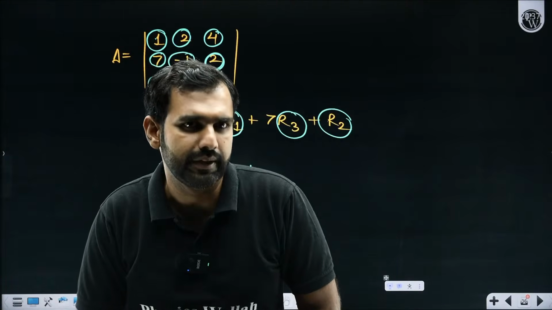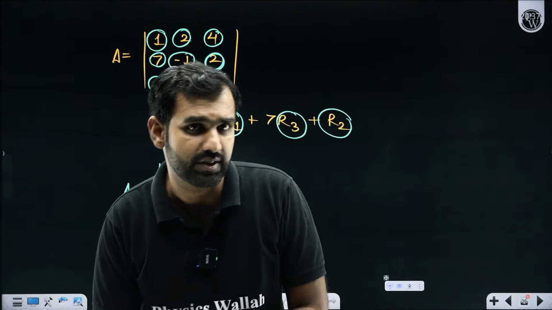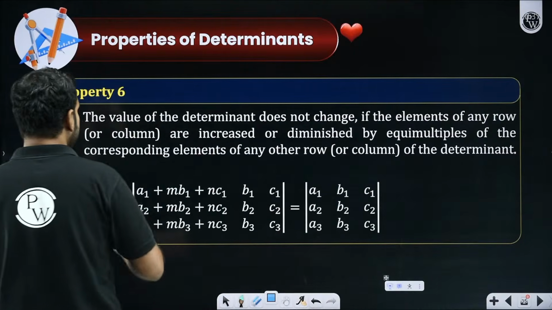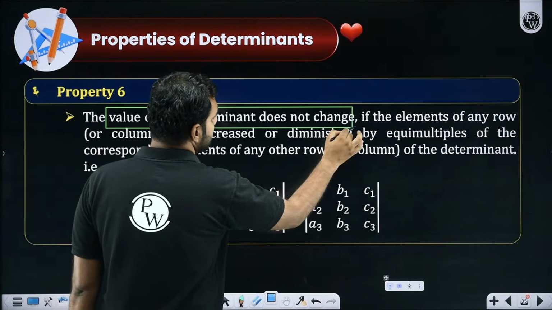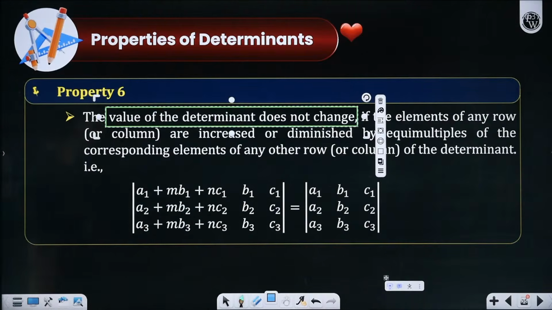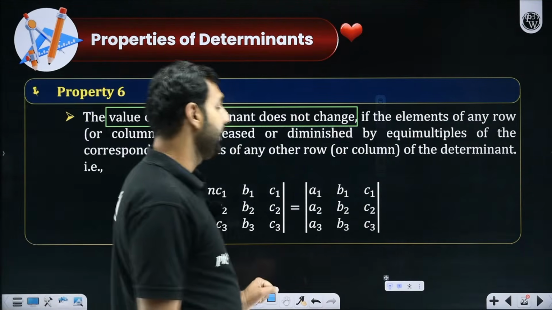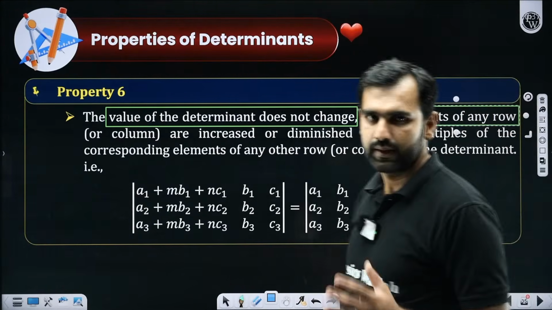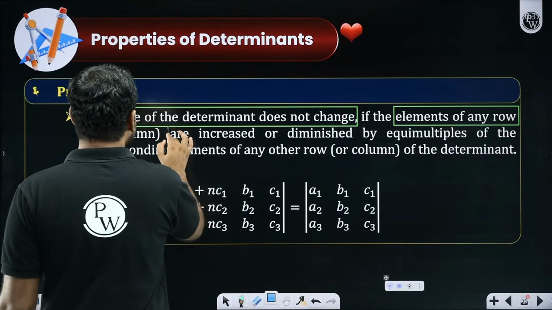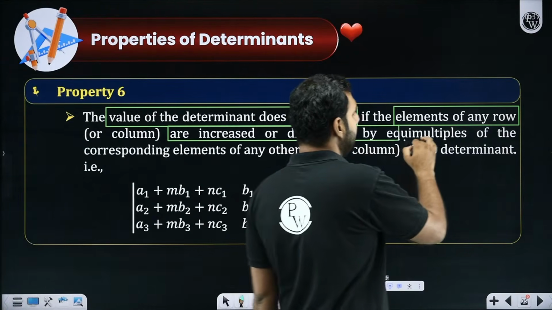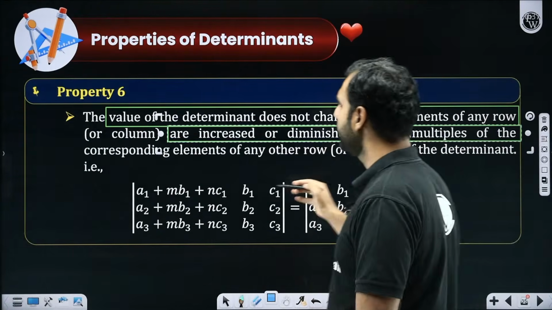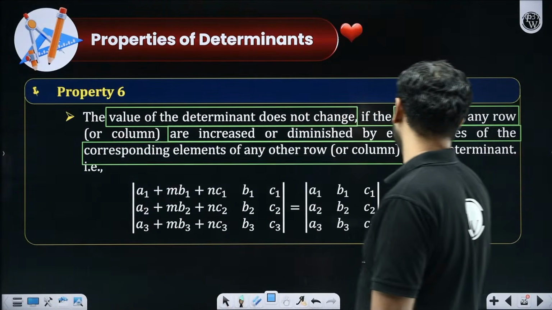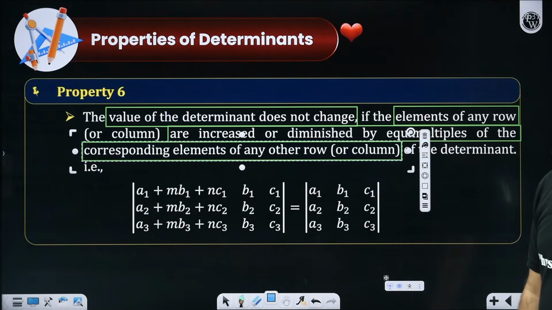Did you get my statement? Did you all understand that statement? So if I get back to the property I was talking about, the simple property, the value of the determinant does not change. I think that's exactly what I've said. Delta remains delta. If elements of any row or column, let's say row, are increased or diminished by equimultiples of the corresponding elements of any other row or column. Did you all understand that, or shall I repeat it?